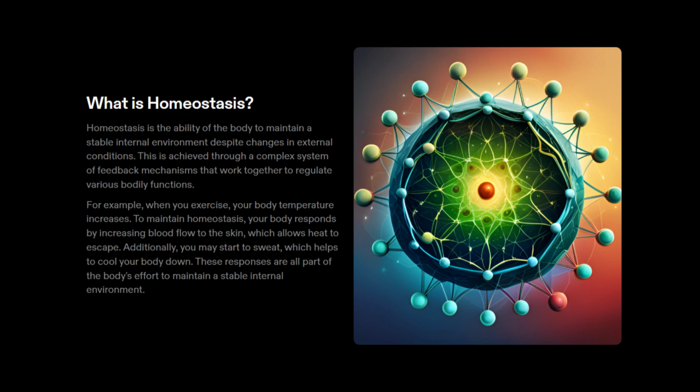Homeostasis is the ability of the body to maintain a stable internal environment despite changes in external conditions. This is achieved through a complex system of feedback mechanisms that work together to regulate various bodily functions. For example, when you exercise, your body temperature increases. To maintain homeostasis, your body responds by increasing blood flow to the skin, which allows heat to escape. Additionally, you may start to sweat, which helps to cool your body down. These responses are all part of the body's effort to maintain a stable internal environment.